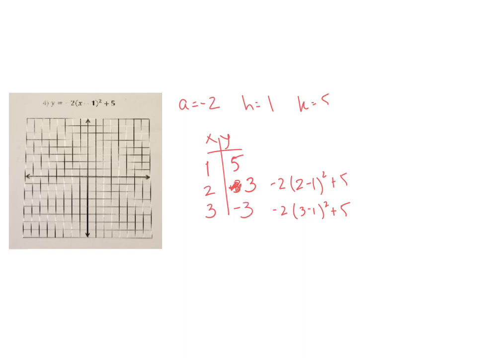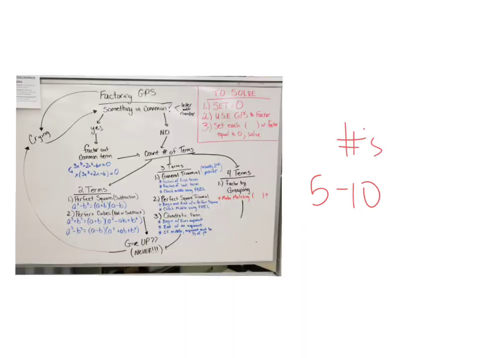So I go over 1, up to 5, put a dot, and that's my dotted line. And for this one, you really need that dotted line, because I only did 3 points in my XY chart. I go over 2, up 3, put a dot. I'm going to reflect it over the dotted line to get the other dot. I'm going to go over 3, down 3, reflect it over to get another dot. And that's it. Done. For numbers 5 through 10, we'll be using the GPS.